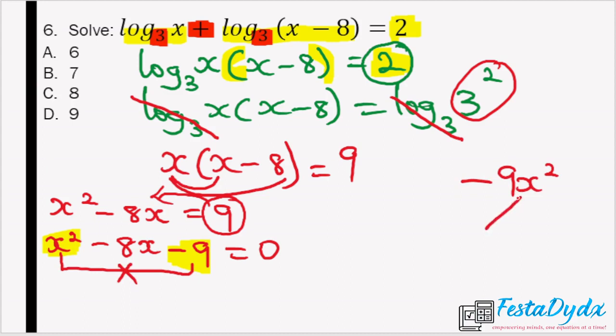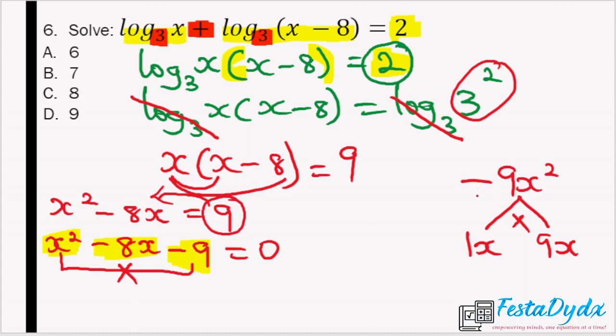So I'm going to look for two factors of minus 9x squared that, when I add or subtract them, will give me the middle minus 8x. Let us look for factors of minus 9x squared. Let's try 1x times 9x. So 1x times 9x will give me 9x squared. But now let's consider the sign, minus.